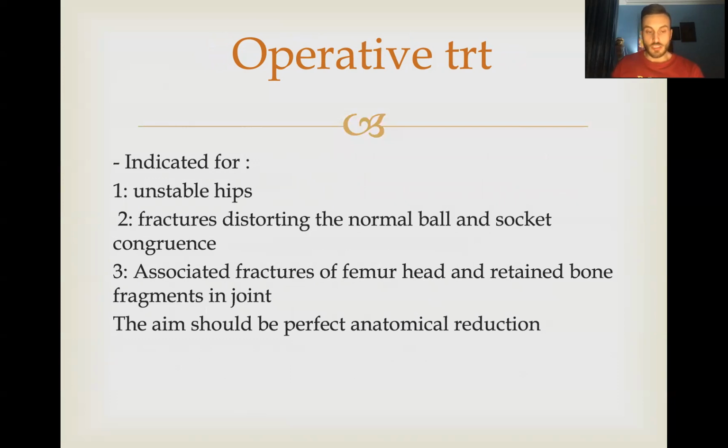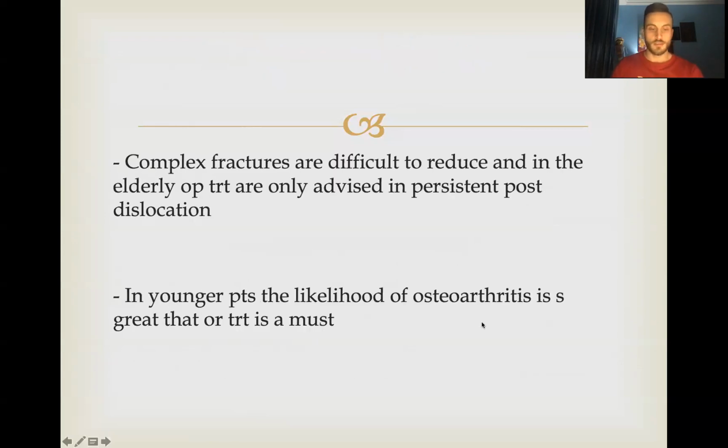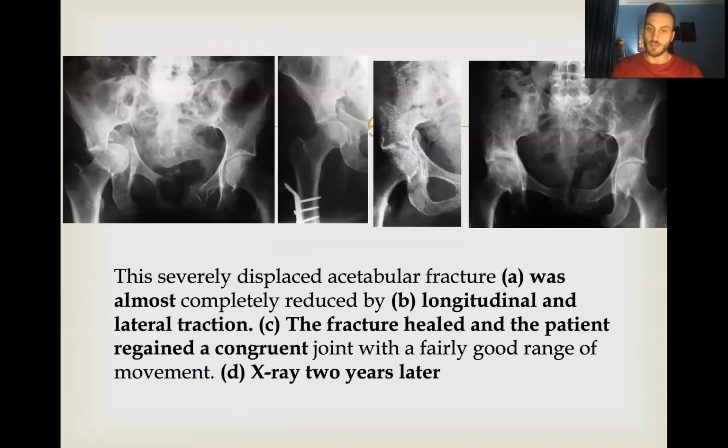What's the operative treatment? When to operate? Unstable hip. Fracture distorting the normal ball and socket, which is an intra-articular fracture. Associated fracture of the femur and retained bone fragments inside the joint. If you have a bone fragment inside the joint, you have to remove it because it will cause osteoarthritis. So we have to get perfect anatomical reduction. You can see that in every lecture we are repeating the same principles: anatomical reduction and rigid fixation for intra-articular fractures, functional reduction and relative stability for extra-articular, which is length, alignment, and rotation. Restore length, alignment, and rotation.